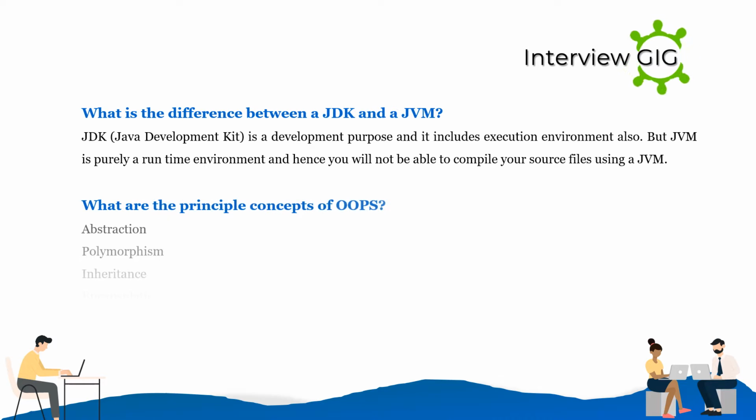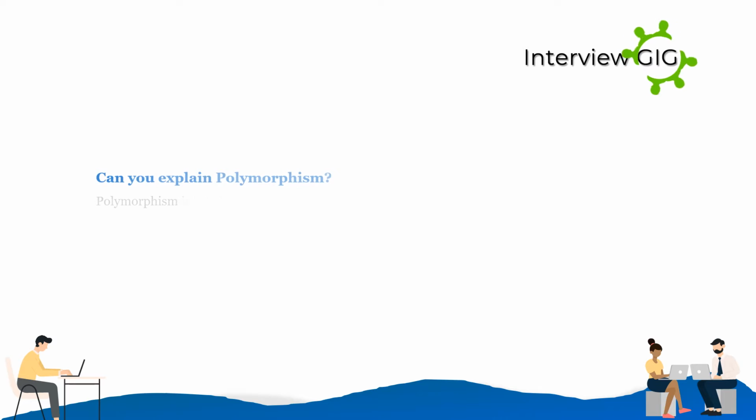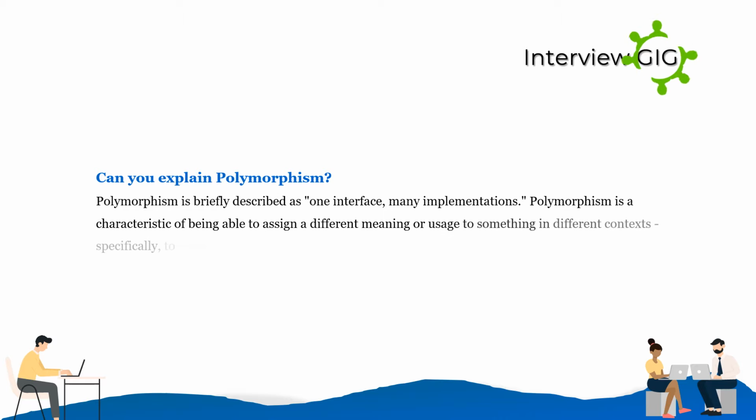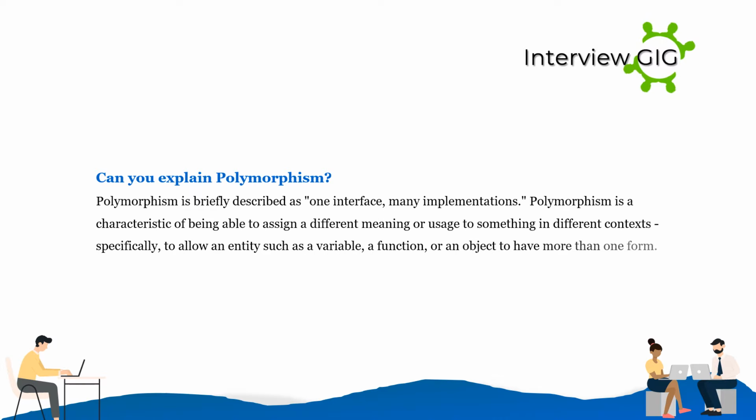What are the principal concepts of OOPS? Abstraction, polymorphism, inheritance, encapsulation. Can you explain polymorphism? Polymorphism is briefly described as one interface, many implementations. Polymorphism is a characteristic of being able to assign a different meaning or usage to something in different contexts. Specifically, to allow an entity such as a variable, a function, or an object to have more than one form.